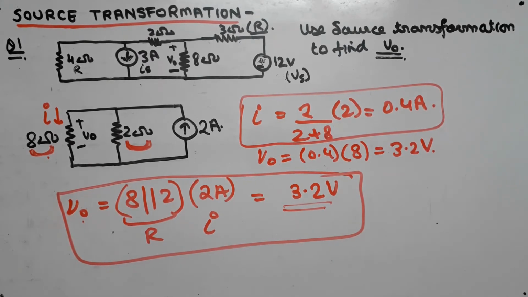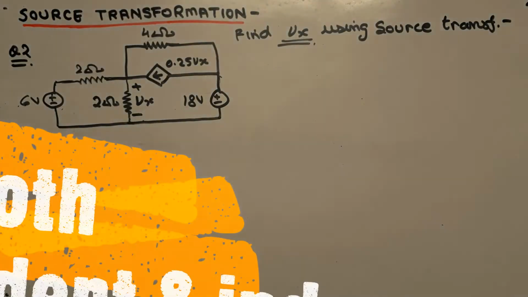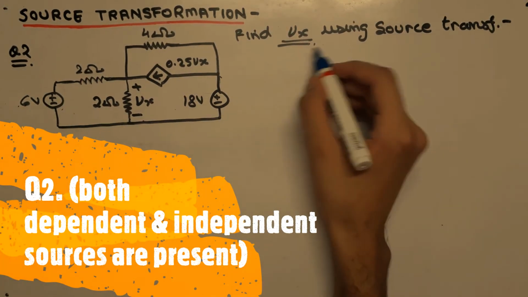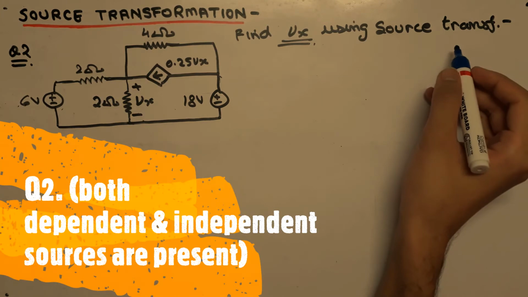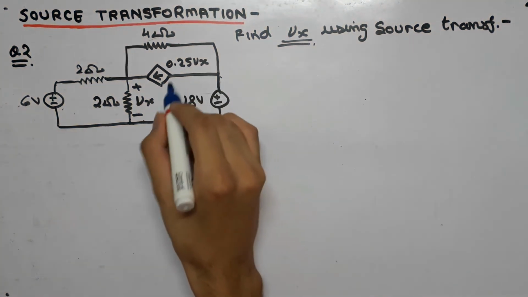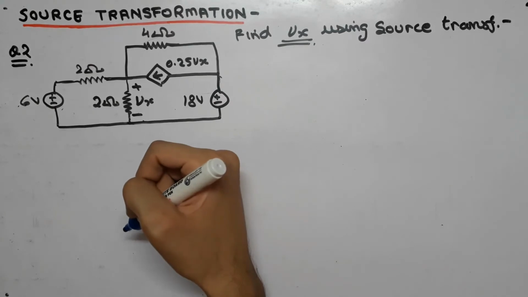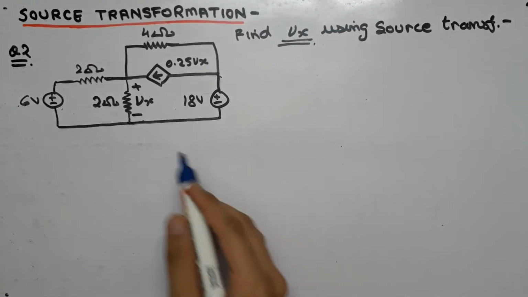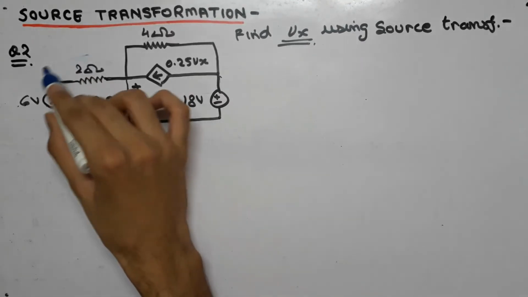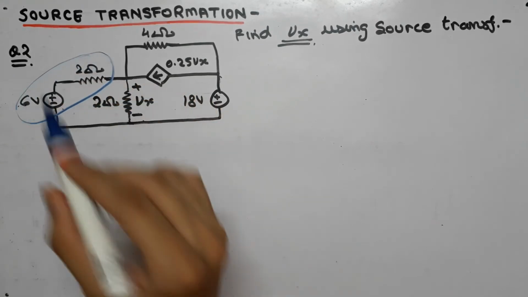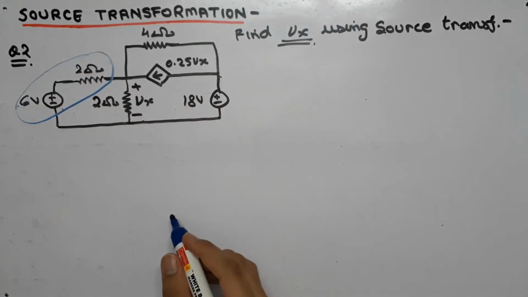Now we are going to do the second question, in which we will also have a dependent source. In question number 2, we have to find the value of Vx using source transformation, and we can also see that we have a dependent source in this question. So firstly we will do the necessary source transformations in order to find the value of Vx. Now first we will look at this part of the circuit. That is, we will convert it into a form which will contain Is in parallel to R.